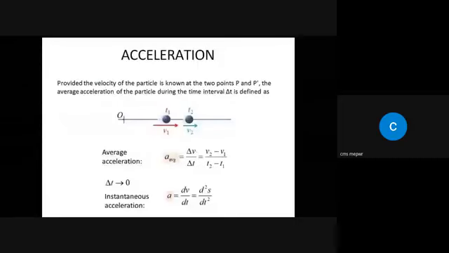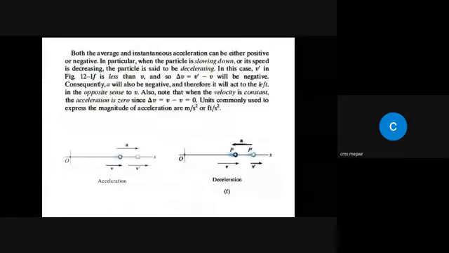The unit we use for velocity is meter per second, or it can be foot per second. Similarly, the unit for acceleration is meter per second squared, and in the foot-pound system, it can be foot per second squared.